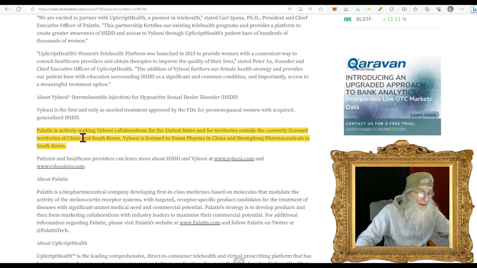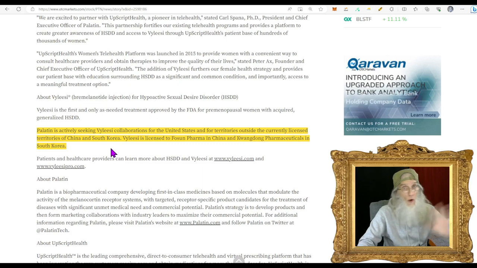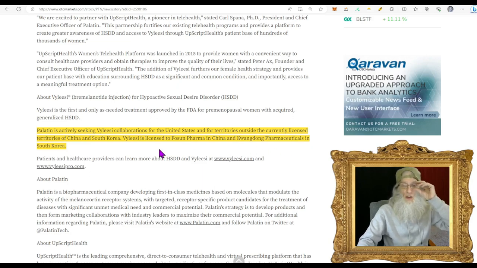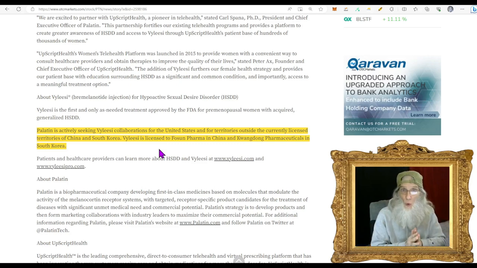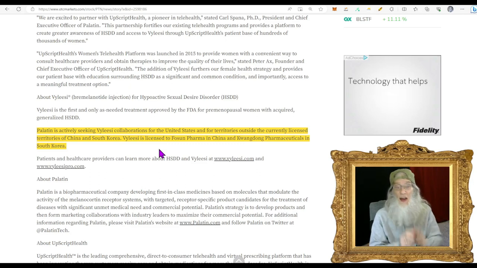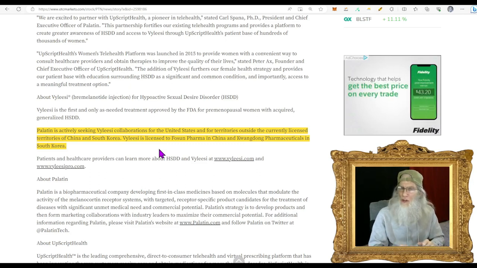Palatin is actively seeking Vyleesi collaborations for the United States and for territories outside the currently licensed territories of China and South Korea. So it's already over there big time. Vyleesi is licensed to Fosun Pharma in China and Kwangdong Pharmaceuticals in South Korea. So now they're looking to get out of those areas and spread it to the rest of the world. So they've got a very huge market and it is exclusively theirs. So let's go take a look at this chart.